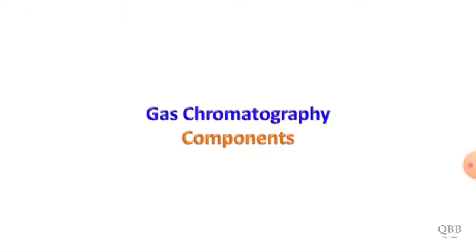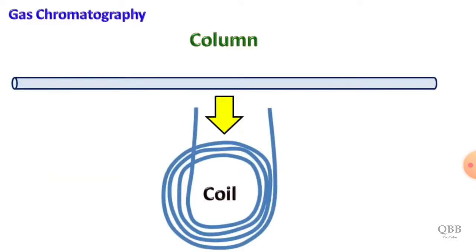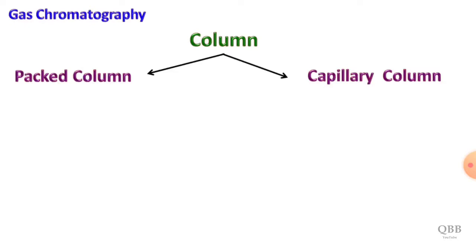Gas chromatographic components. The column. The column used in gas chromatography is very long or arranged in a coil. The columns used in gas chromatography are of two types. Number one, packed column. Number two, capillary column.